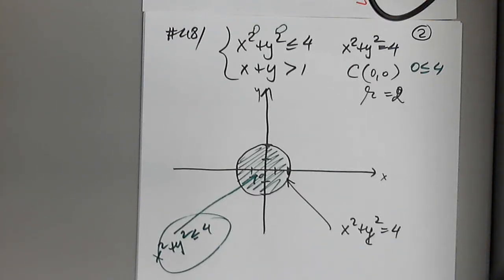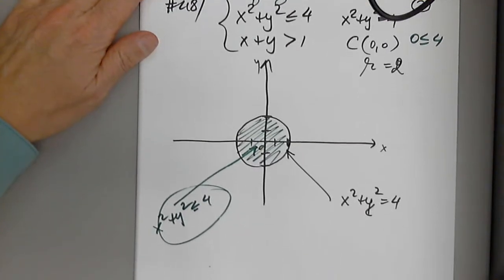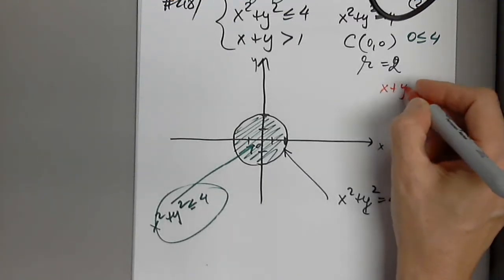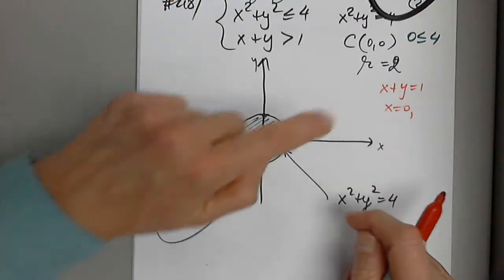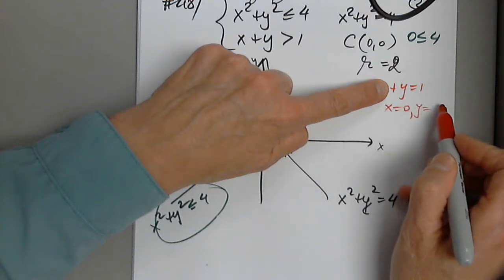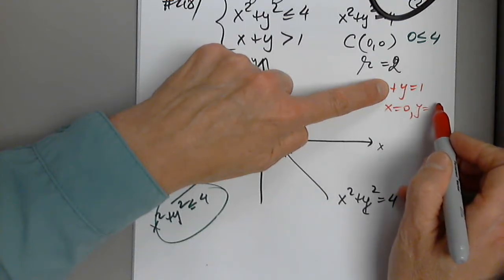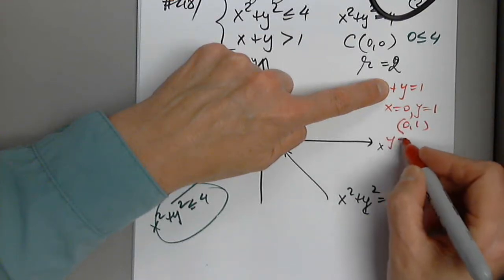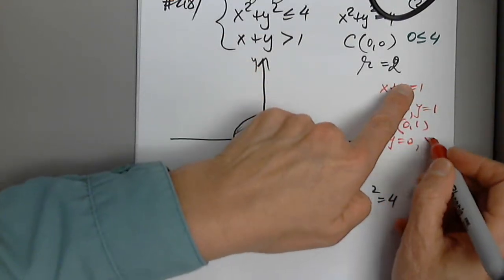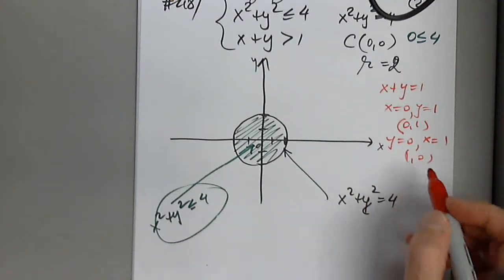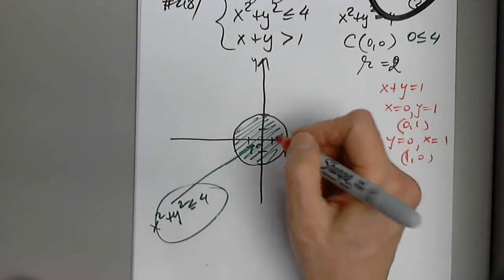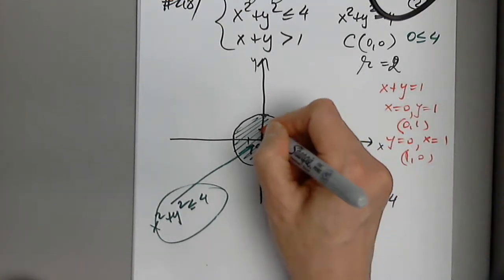I will have to repeat now with x plus y equals 1. Any questions? Are we okay? Okay, so then x plus y equals 1. When x is 0, how much is y? 1. Good. So 0, comma 1. When y is 0, how much is x? Good. 1, comma 0. Is that okay? So 1, comma 0 is here, and 0, comma 1 is here.